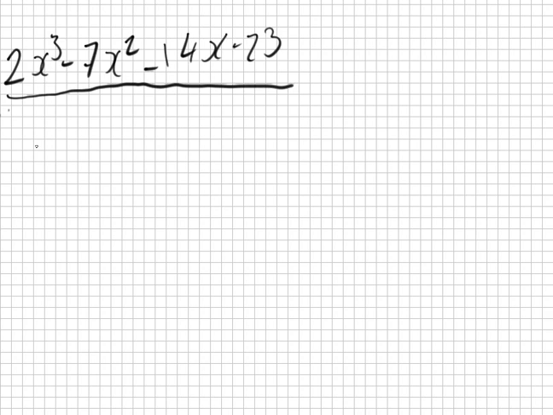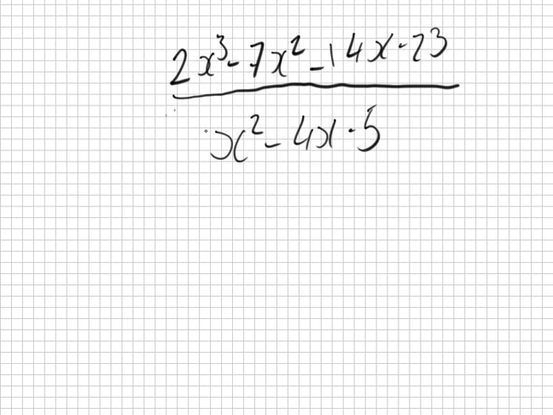Here's our first improper one. We have 2x cubed minus 7x squared minus 14x minus 23 over x squared minus 4x minus 5. Now, how do we take care of that? So before I start, I want to point something out.